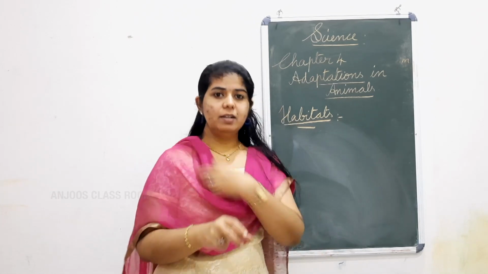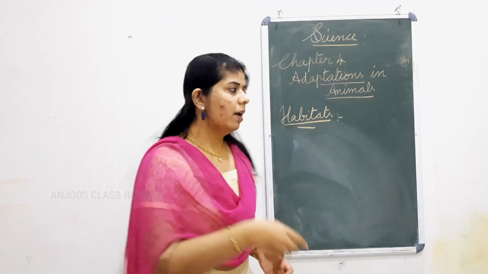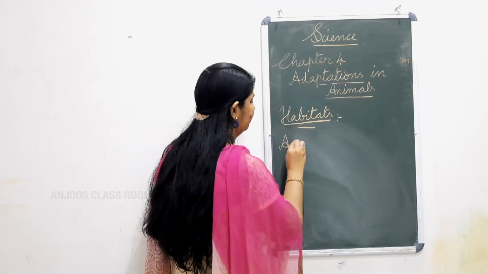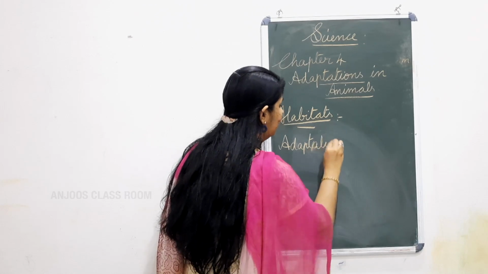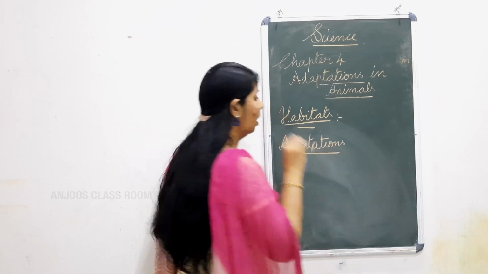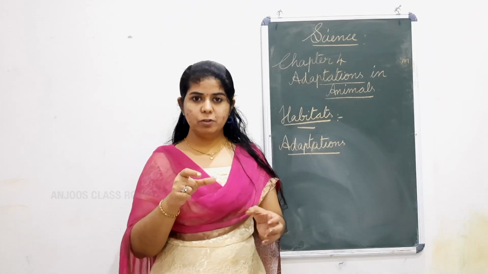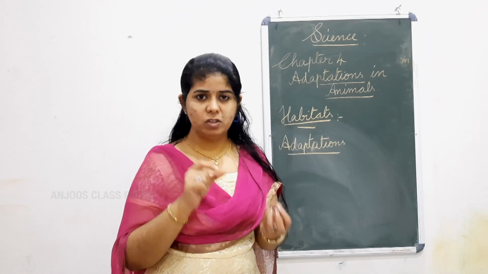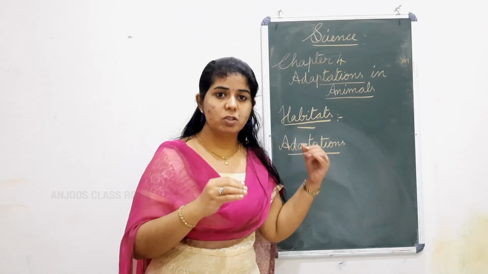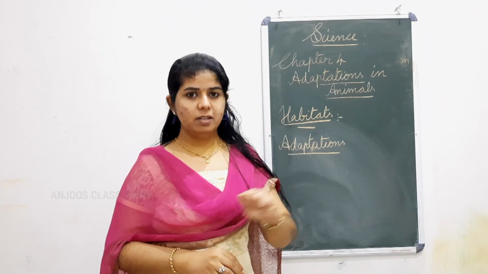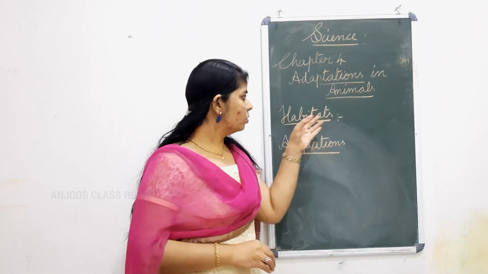Those special features which help them to be in that area are known as the adaptation. How are they adapted in that area? That is what the term adaptation means. How do they adjust in that area? The special features or behaviors they show to adjust in the area where they are, according to their habitat, are called the adaptation. Did you understand it? So you understood these two terms.